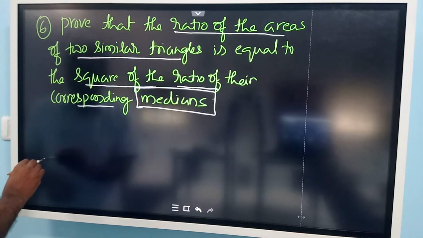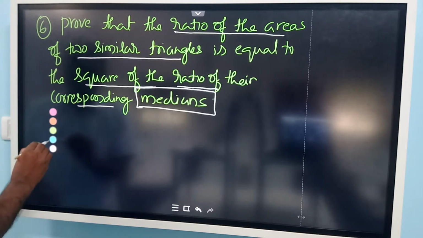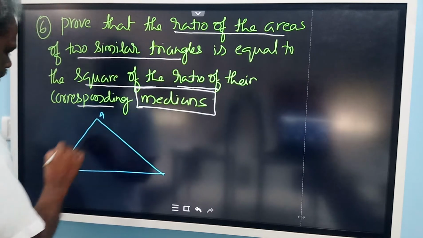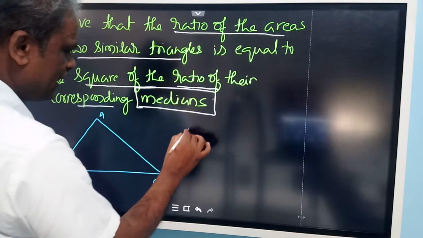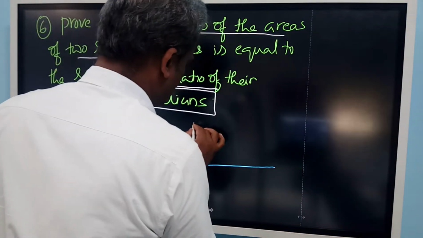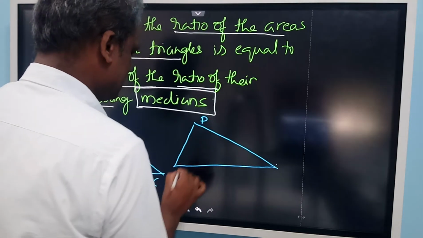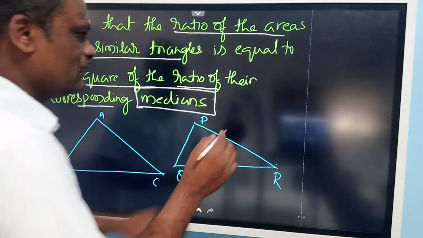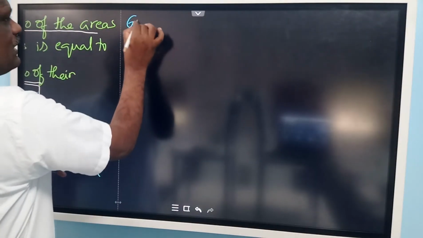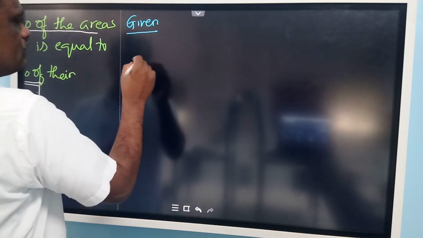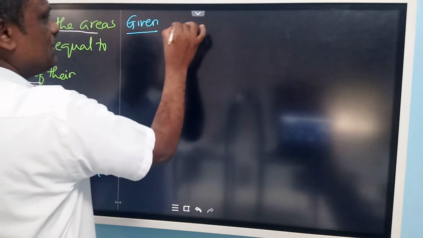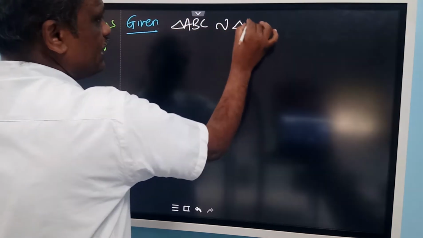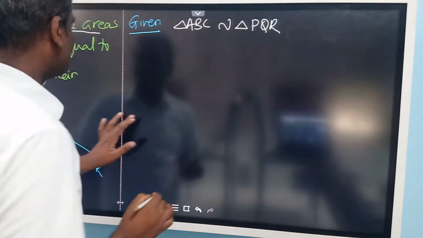So let us draw two triangles here. Similar triangles. I will take triangle ABC as one triangle. Similarly, another triangle, let us take PQR. See, ABC and PQR both are similar. So we have taken triangle ABC and triangle PQR as similar triangles. So let us write given. Given: triangle ABC is similar to triangle PQR. These two triangles are similar.